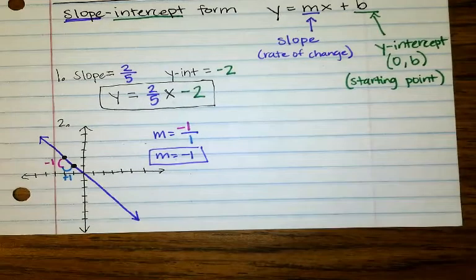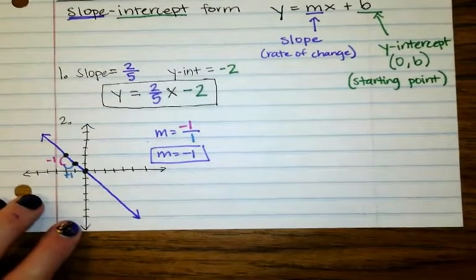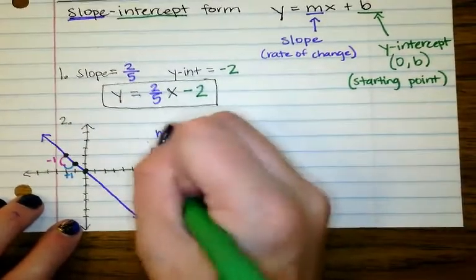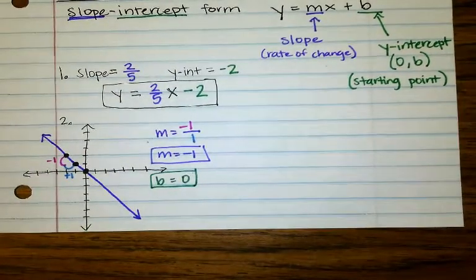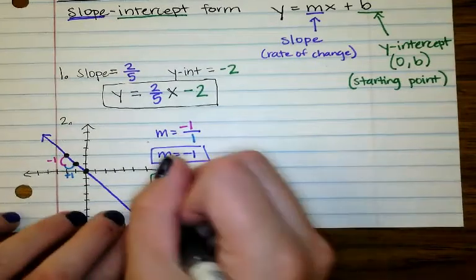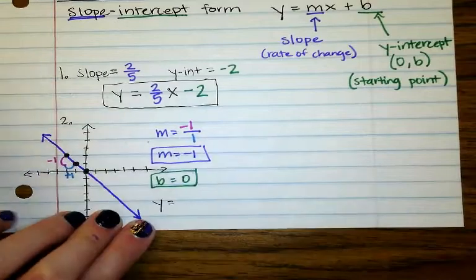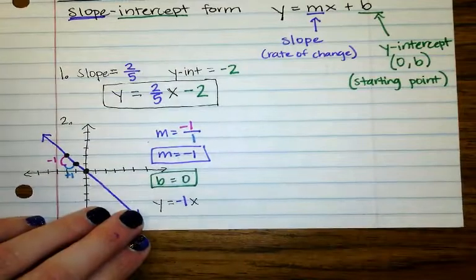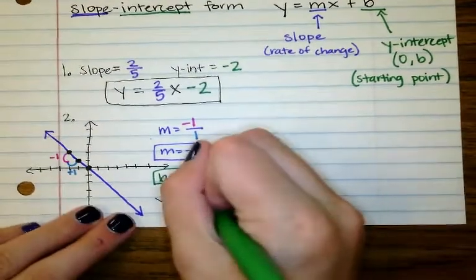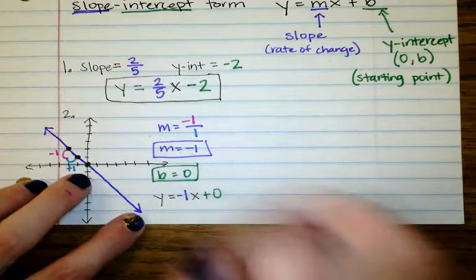So if I have my b and my slope, can I write an equation? Absolutely. So that becomes y equals -1x plus what? Plus 0. So if we were going to simplify this, I would write my final equation as y equals -x. Okay? Y'all feel good about that? Ish?